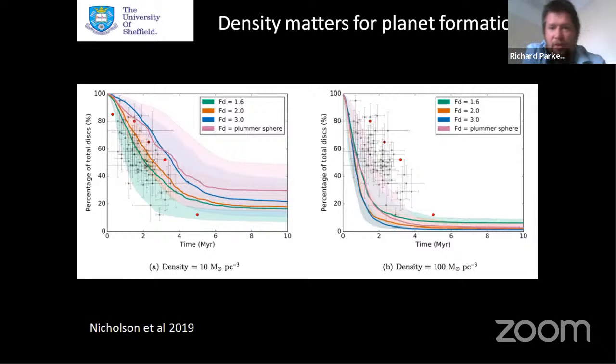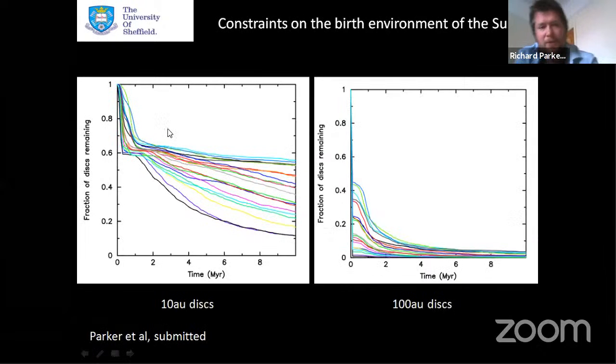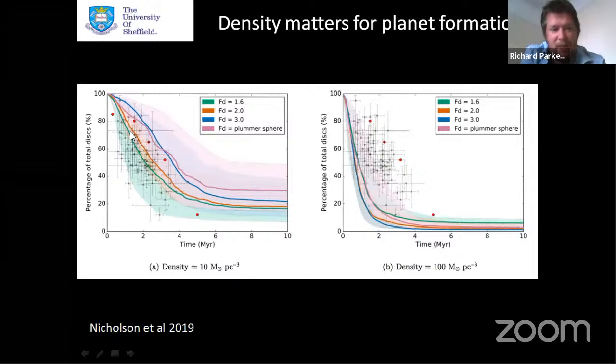And so this is some work that Rana Nicholson did. Rana basically found that if you have full evaporation, then you have a very strong decrease in the fraction of disks around young stars. And I'm not sure if this is slightly misleading. So we're plotting the evolution of the fraction of disks for simulations with different initial conditions. So these have different amounts of spatial substructure.